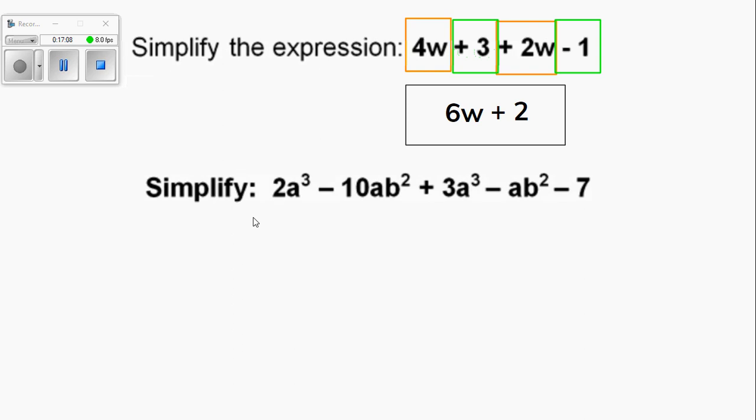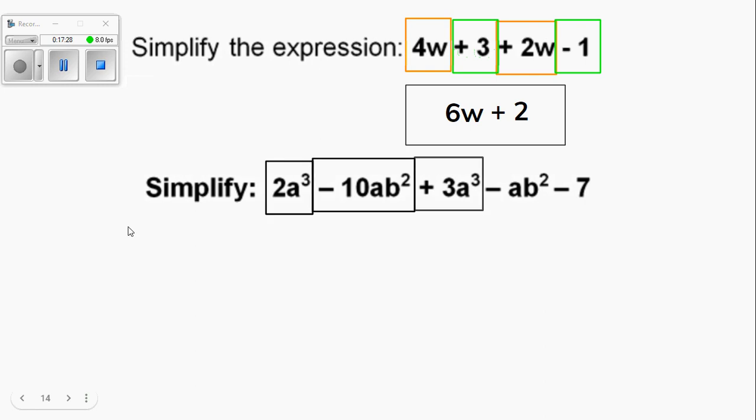All right. So now for this one, we've got 2a cubed minus 10ab squared plus 3a cubed minus an ab squared minus a 7. We've got a lot going on here. First thing I'm going to point out is that we've got 5 different terms. 1, 2, 3, 4, 5. This one is an a with a cube. So is this one. I have an ab squared and another ab squared here. And here I have a number all by itself, so that's going to be a constant. So we have 5 terms.